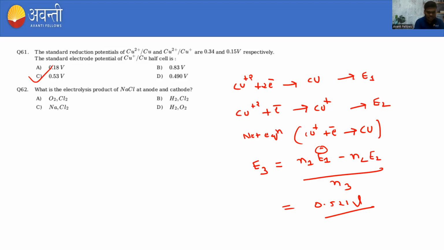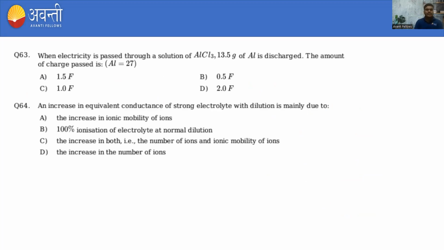Now, the next question is question number 62. They're asking, what is the electrolysis product of aqueous NaCl at anode and cathode? Basically, for aqueous NaCl, we know that H2 and Cl2 are the products at cathode and anode. Okay, move to the next question: when electricity is passed through a solution of AlCl3, 13.5 gram of Al is discharged, the amount of charge passed through is. So we know that Al has plus 3 charge, right?